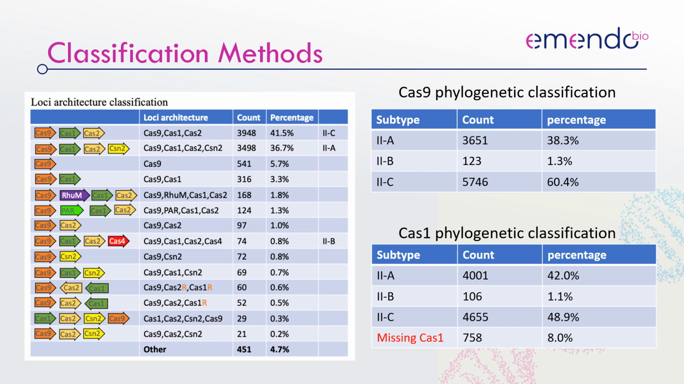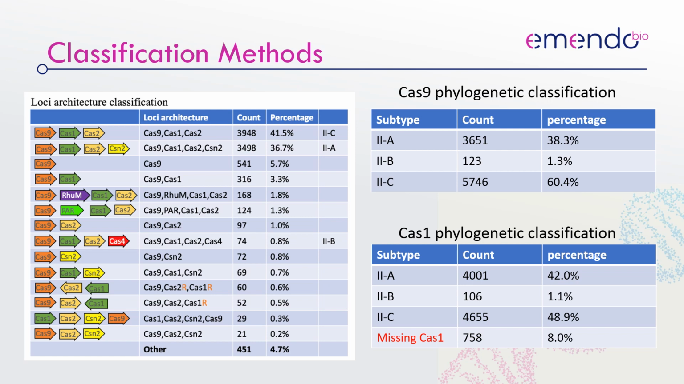In this study, we compared different classification approaches on a large-scale database of 9,500 type 2 CRISPR systems, namely locus architecture, based on the other CRISPR genes near the nuclease, Cas9 phylogeny, which is based on the Cas9 nuclease sequence, and Cas1 phylogeny, based on the sequence of Cas1, which is present in all CRISPR systems. The distribution of nucleases by subtype was studied and the agreement between the methods was measured.